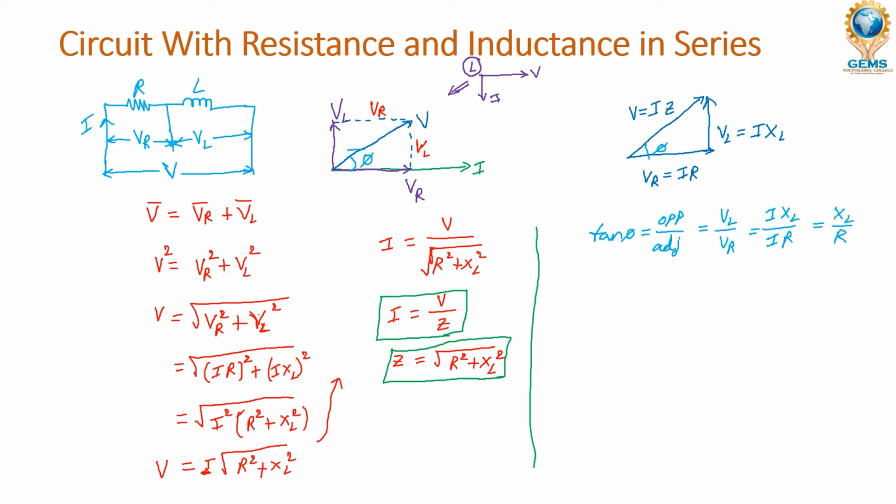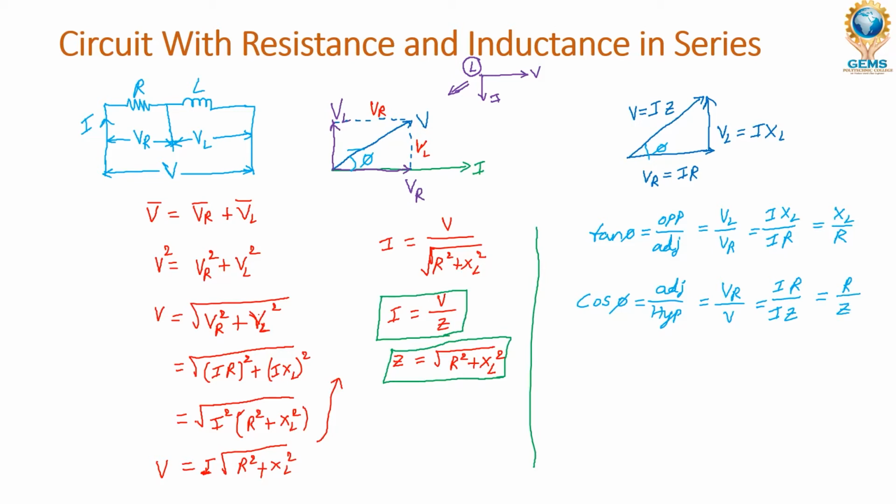Similarly, now we'll write cos phi. What is cos phi? Cos phi equals adjacent by hypotenuse. The adjacent is VR, the hypotenuse is V. VR equals I into R, and the hypotenuse is I into Z. I will get cancelled, so cos phi equals R by Z.